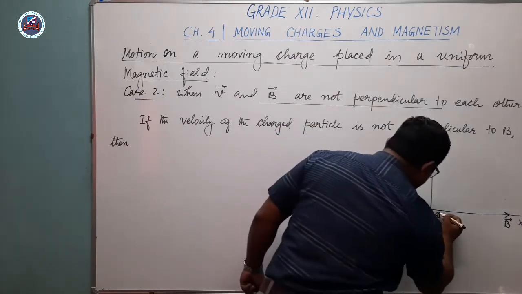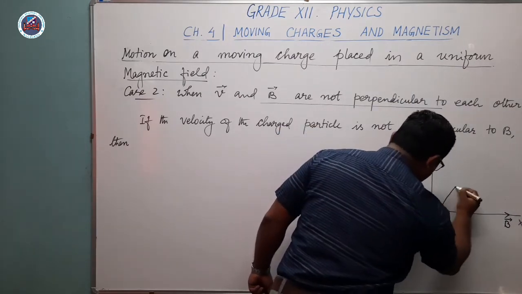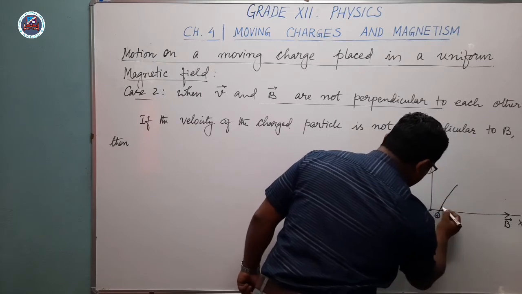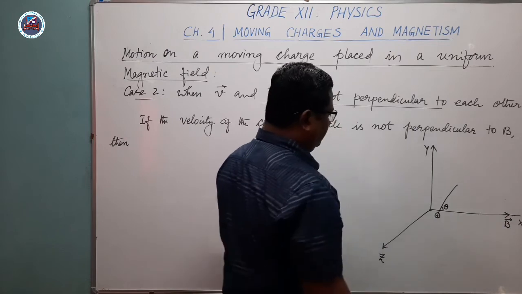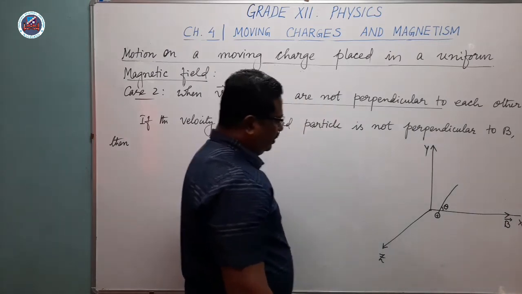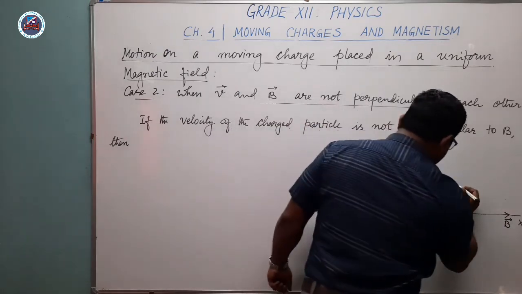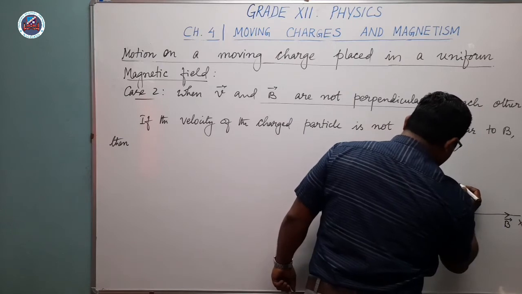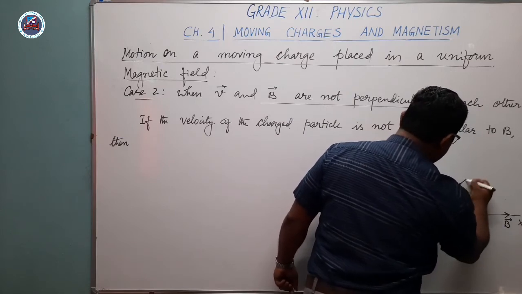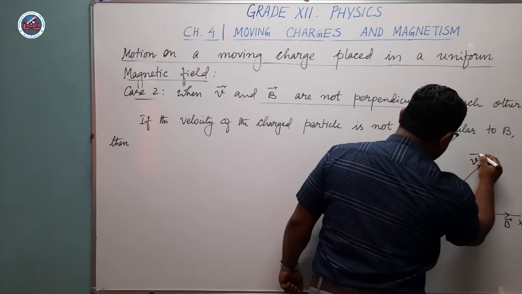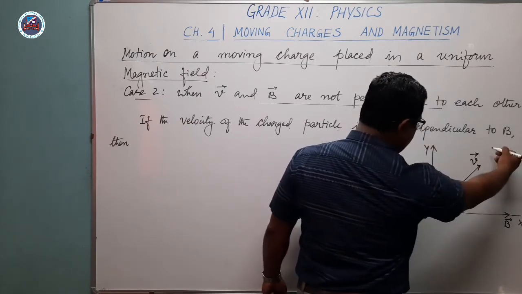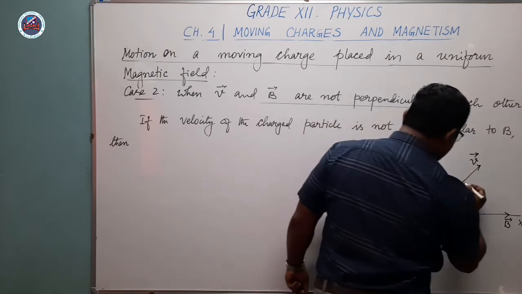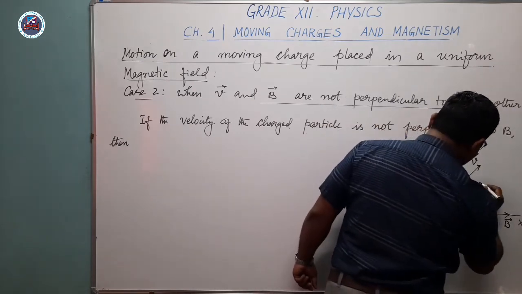Then this charge, you are allowing it to travel along this angle theta, this is not 90 degrees this time. Then what will happen is, at this point the velocity is in this direction V. At this point it is in this direction. Then you can resolve it into the rectangular components.